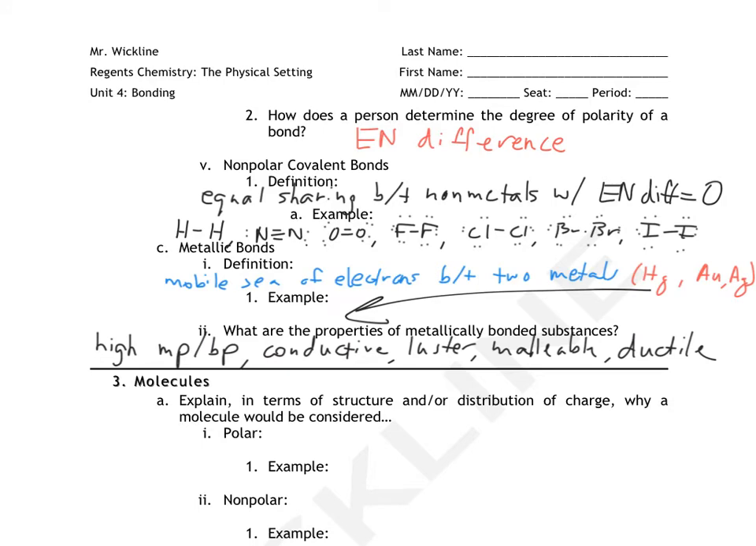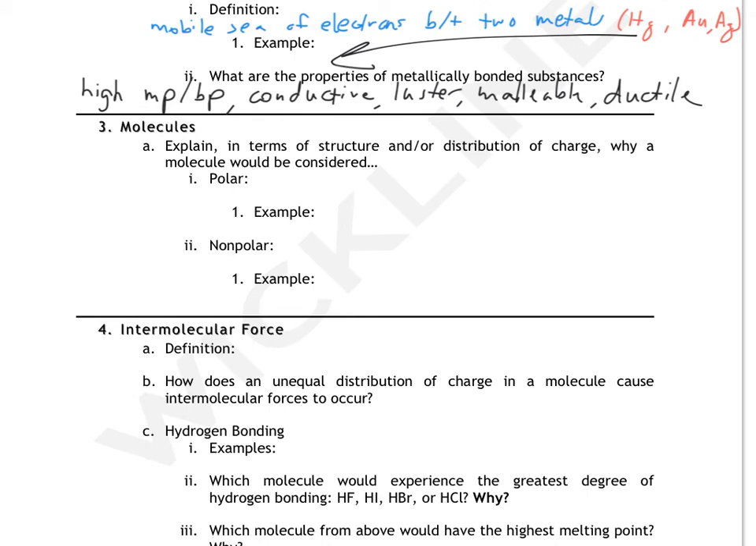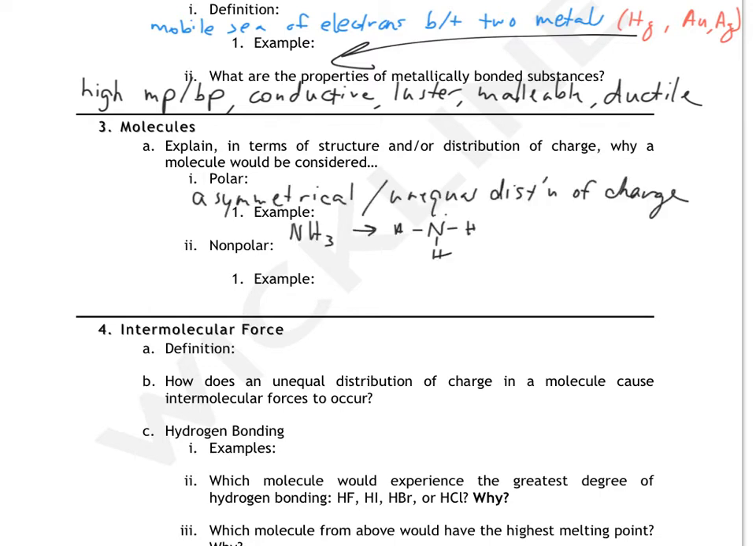On to molecules. So in terms of structure and distribution of charge, a molecule would be considered polar if it has an asymmetrical structure or an unequal distribution of charge. The example I chose was that of ammonia, which has this particular asymmetrical unequal distribution of charge structure.